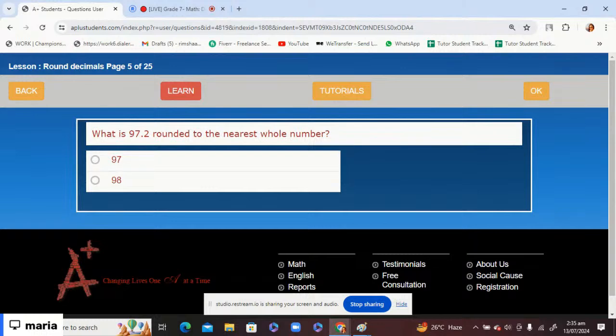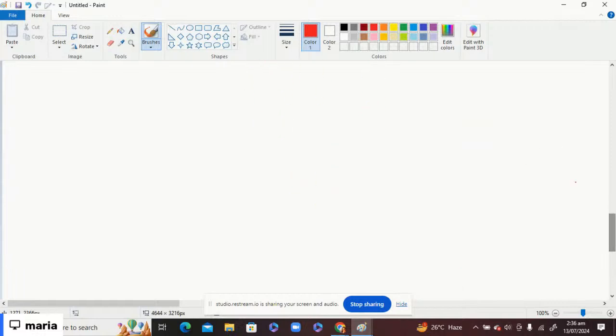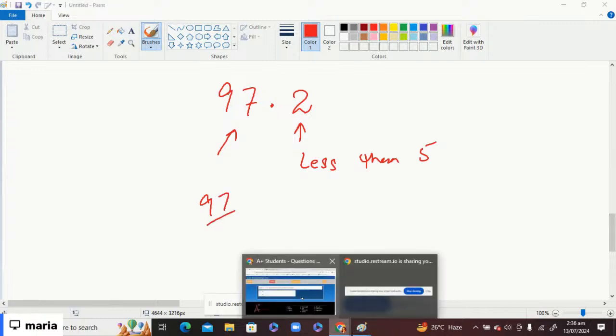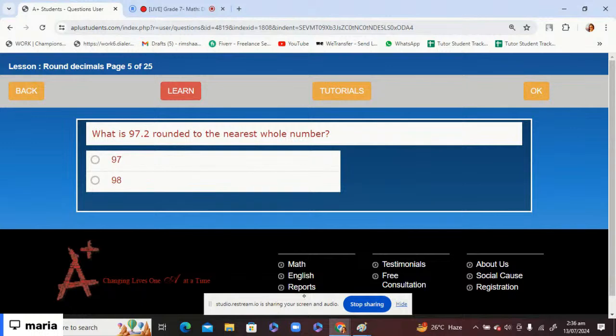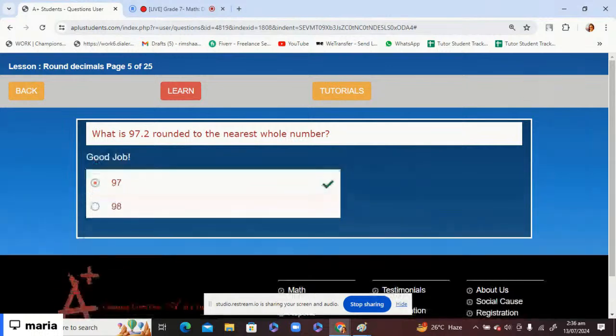So what is 97.2 rounded to the nearest whole number? Let me just check. It's 97.2. So here is 97 and then here is 2. 2 is less than 5, so 97 is the same. It does not change. So 97 is still the same, 97.